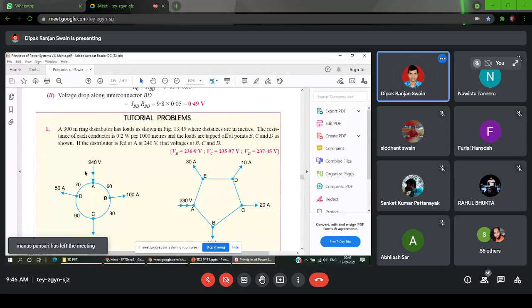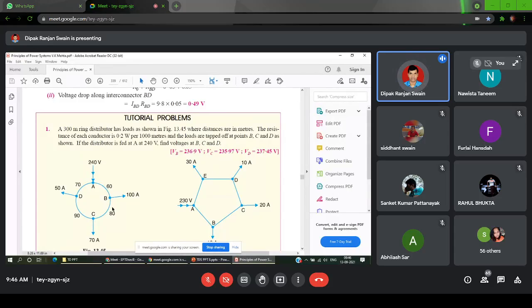Okay. So this is a common problem in ring structure. As you can see, the distances are given as 60 meter, 80 meter, 90 meter and 70 meter. So the total is 300 meters. So 140, 230, okay, 300 meters. So this AB distance is 60 meters.